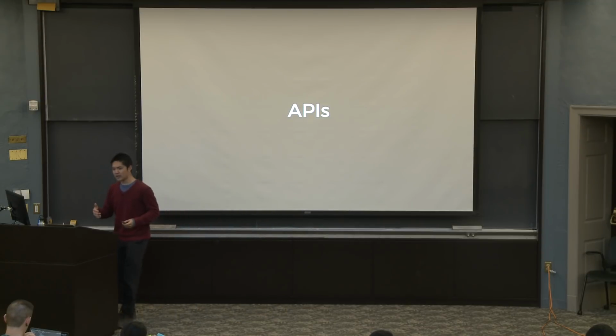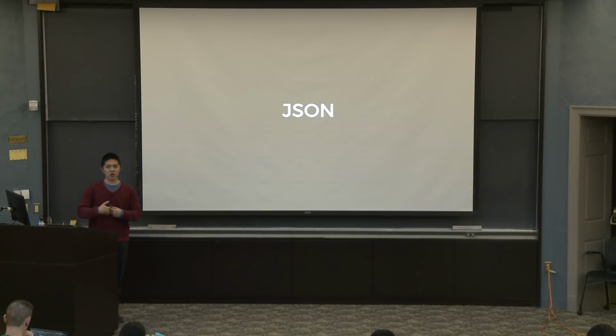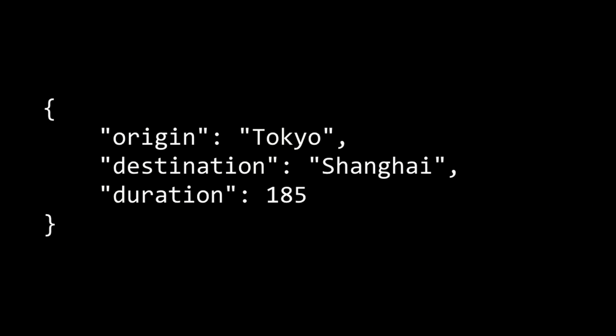And so APIs, at least more modern APIs, will often return data in a format called JSON, or JavaScript Object Notation. And that looks something like this, generally speaking. It's a combination of key-value pairs. And so this might be what an API for our flights application would return if it's returning information about a flight.